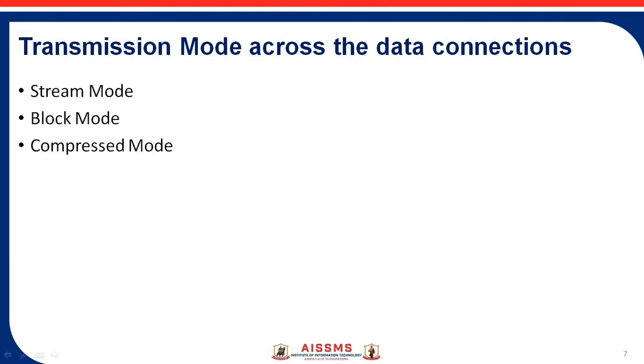Now we will see transmission mode across the data connection. FTP can transfer a file across the data connection using one of three transmission modes. First one, stream mode. This is the default mode. Data can be delivered from FTP to TCP as a continuous stream of bytes. TCP is responsible for chopping data into segments of appropriate size.